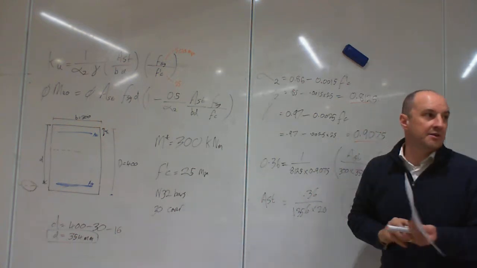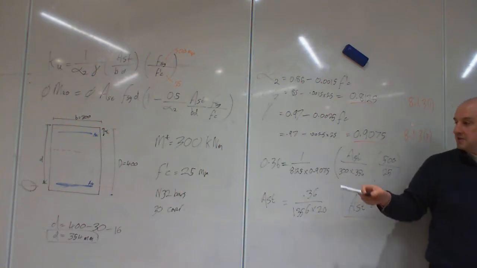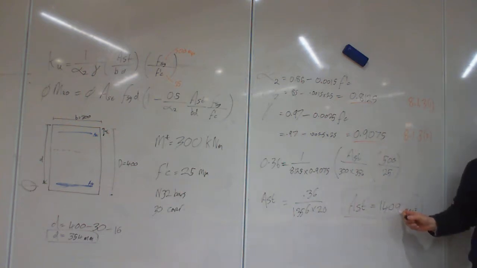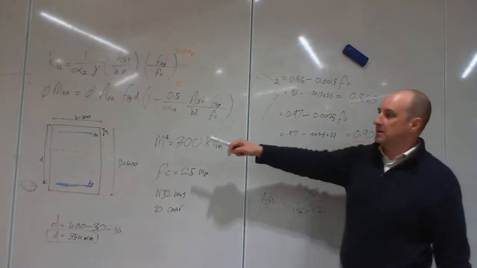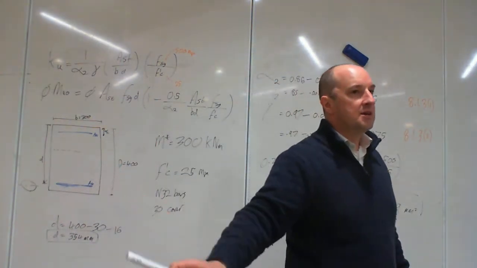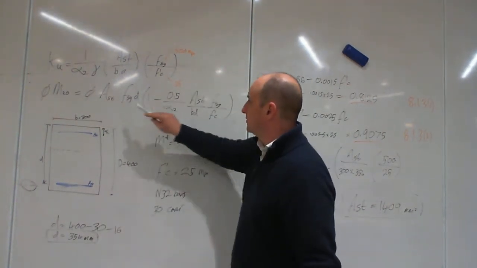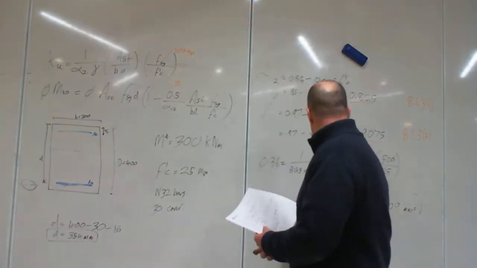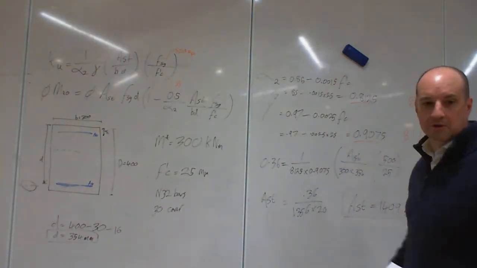Alright, so what we've worked out there is that when Ku is 0.36, the area of steel is 1,409 square millimeters. That is the area of steel that corresponds to the largest possible bending moment that this beam can carry as a singly reinforced beam. Alright? So now we just have to find out what that number is. We're going to substitute into this equation. So we've just found that. I'm going to move the camera and keep going.